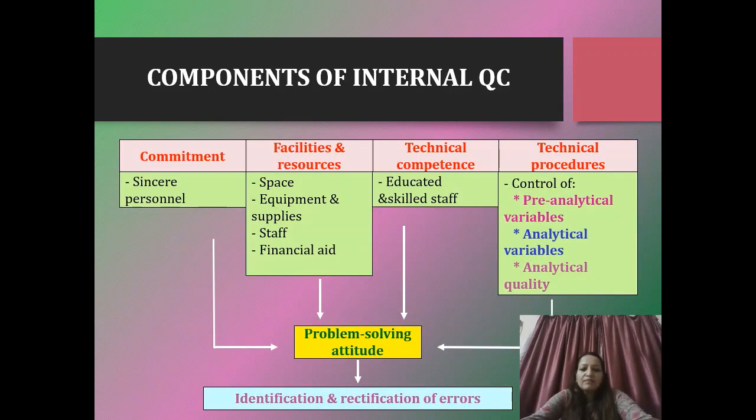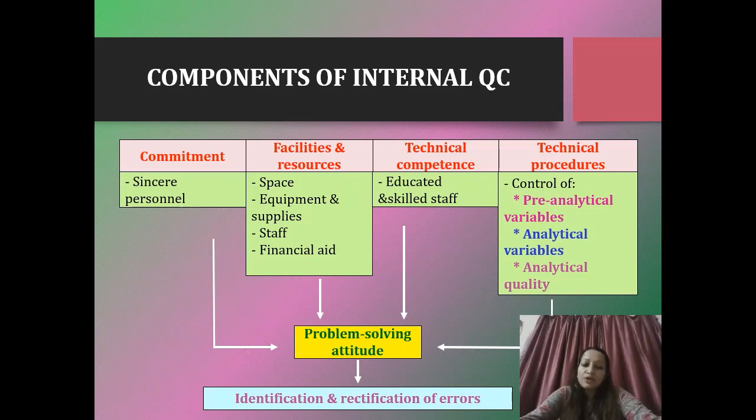Now, there are many components to internal quality control, but the most important pillars on which it actually rests include the following. One is presence of committed staff. Without having sincere personnel who are dedicated to maintaining quality, nothing can be achieved. So that is the first and foremost requirement, to have sincere and dedicated personnel.